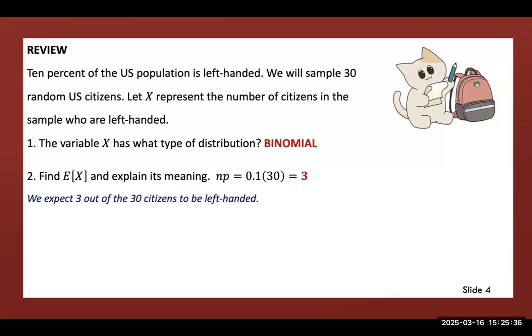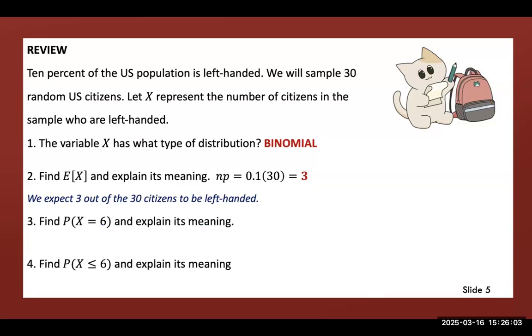Another way to think about that is if we repeated this over and over again, let's say we sampled 30 people 20 times. So we have 20 different samples of 30 people. In one sample, we may have one person who's left-handed, and another sample, we may have 4 people who are left-handed. But if we count them all and average them, then about 3 out of 30 will be left-handed. That would be the average.